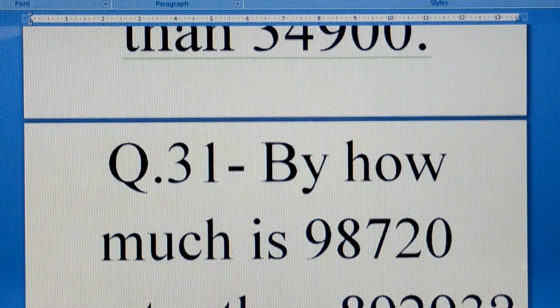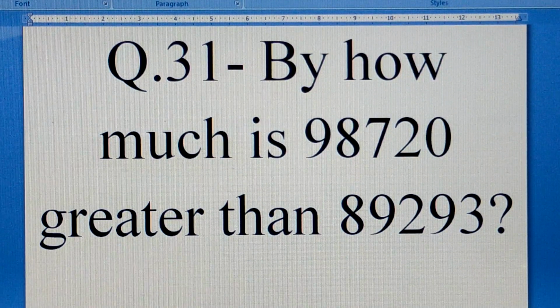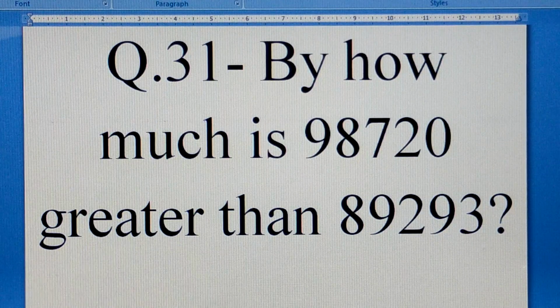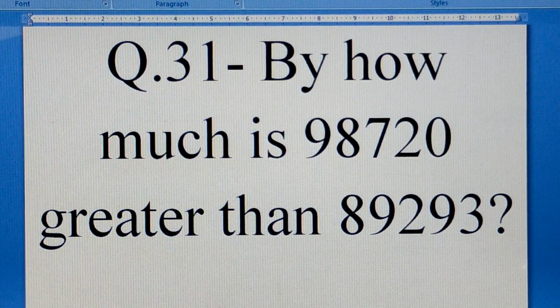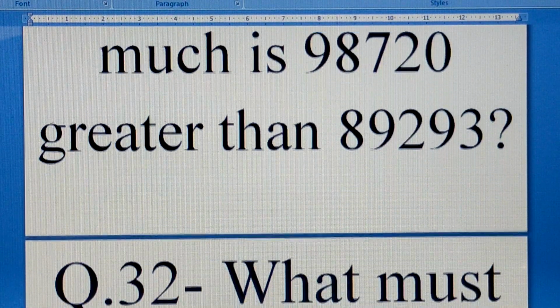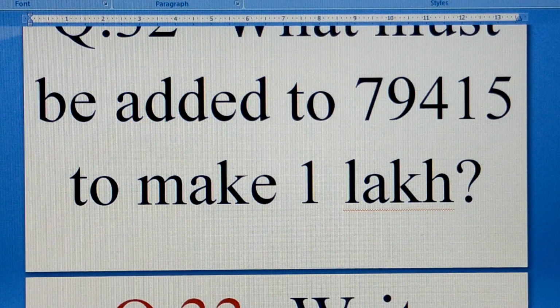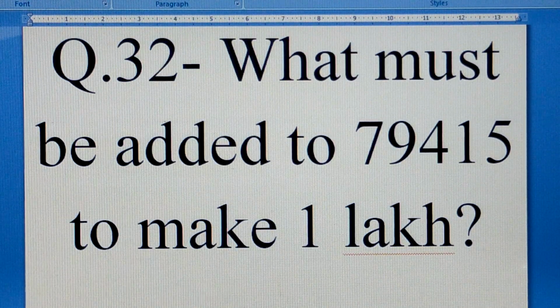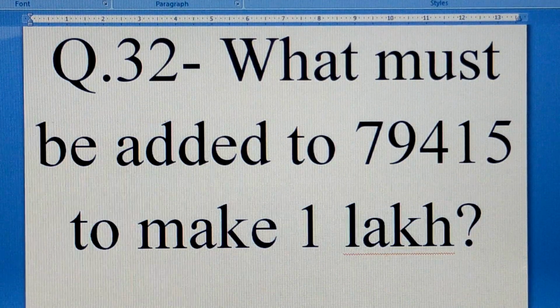Question number 31. By how much is 98,720 greater than 89,293? What must be added to 79,415 to make 1 lakh?